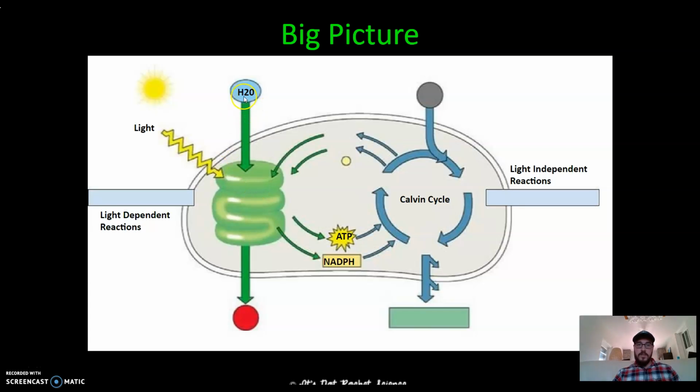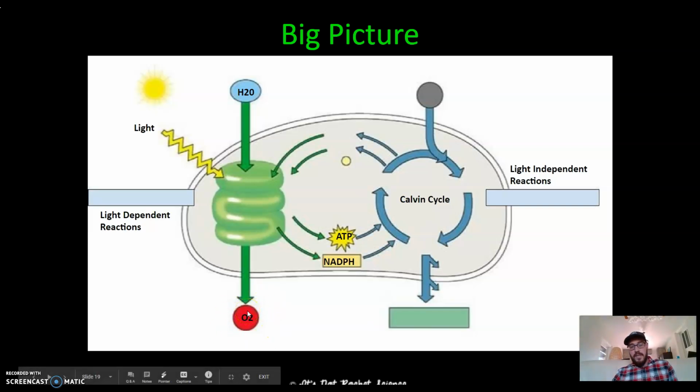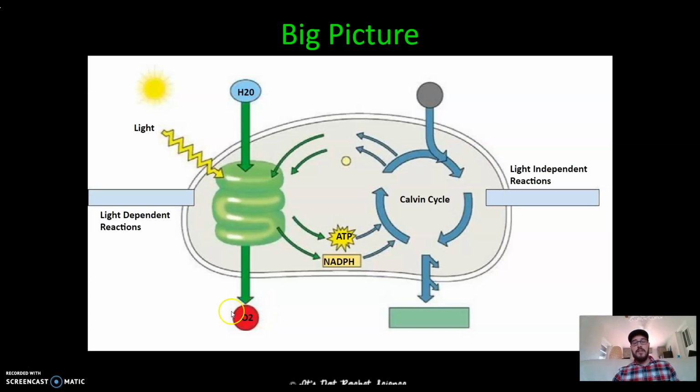Now, that water is made of H2O. The H's go here into NADPH, but what happens to those oxygens? Well, the oxygens get farted out as a waste product. Sorry to say it, guys, but the air we breathe, they're just plant farts. This is a waste product. The plant doesn't need that much oxygen.